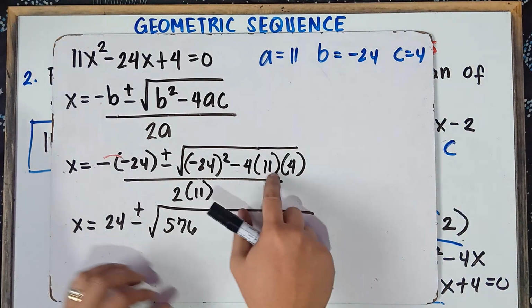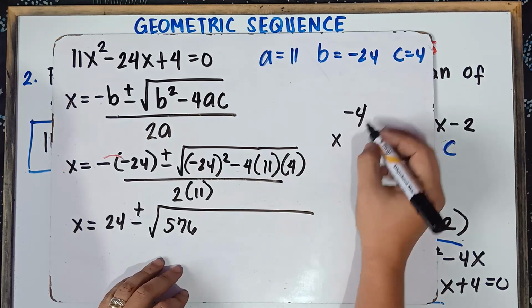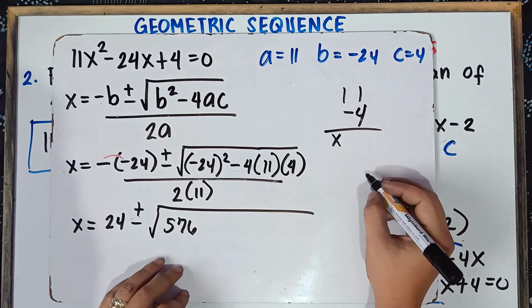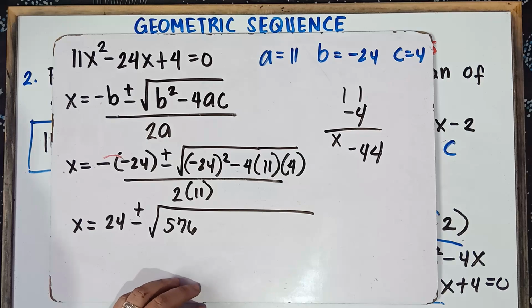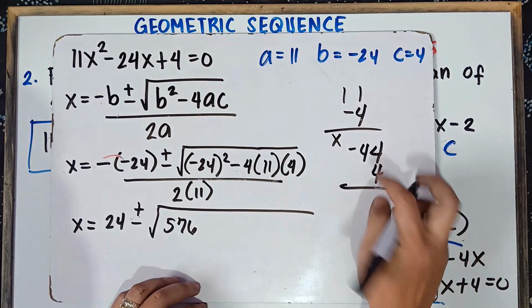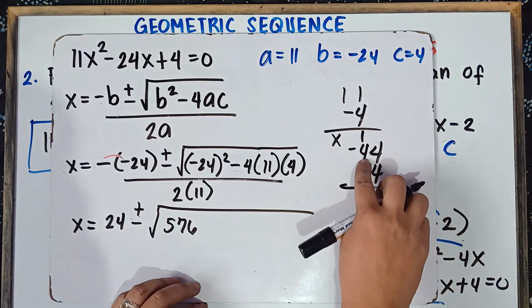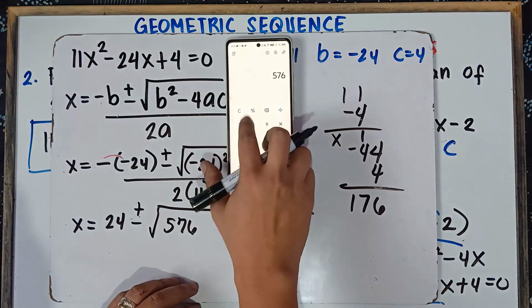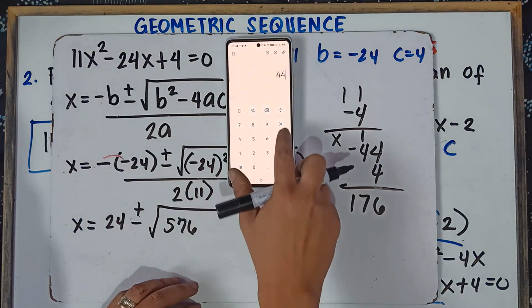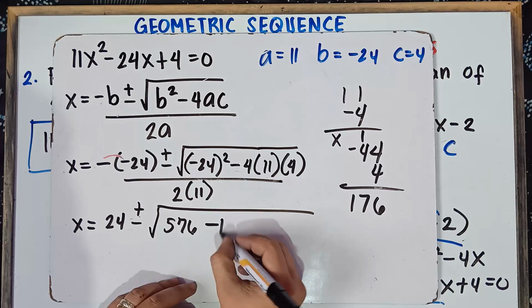Alright, and then simply multiply this one. Negative 4 times 11. Of course, that would be negative 44, right? And then negative 44 times 4. So 4 times 4 is 16. Carry 1. 4 times 4 is 16 plus 1, that would be 7. That would be 176. Let's double check. 44 times 4. Yep, that would be 176. So this will be negative 176.